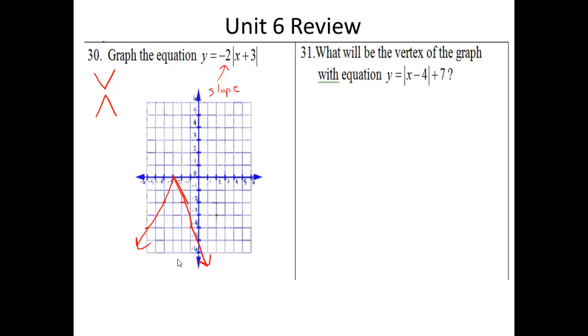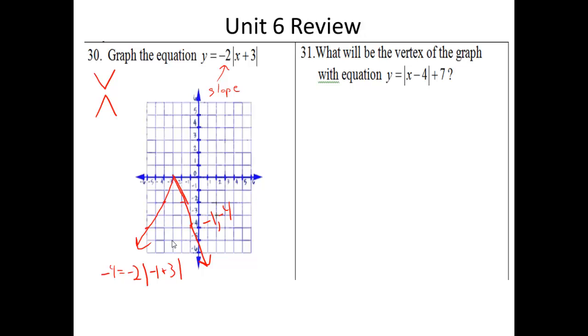All right, so let's check this point right here, which looks like -1, comma, -4. So as I put in -1 and -4 for my x and my y, do I come up with a true statement? So I have -4 is equal to -2 times the absolute value of -1 plus 3. So -1 plus 3 is 2. The absolute value of 2 is still 2. 2 times -2 is -4. So that looks like that is a good point. If you'd like, you can check other points.